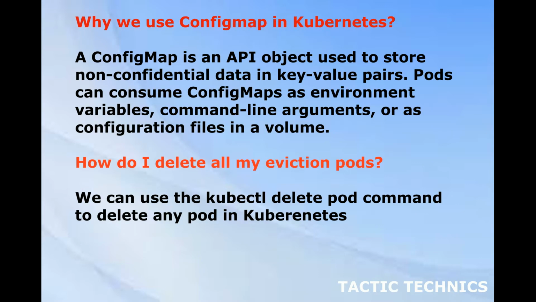Why do we use a config map in Kubernetes? A config map is an API object used to store non-confidential data in key-value pairs. Pods can consume config maps as environment variables, command line arguments, or as configuration files in a volume.